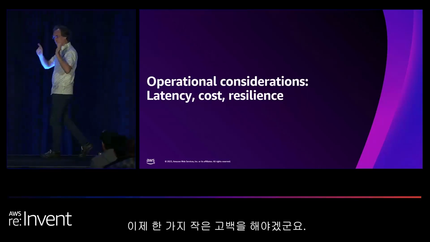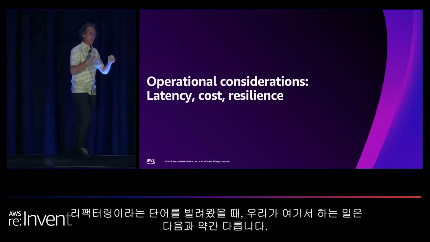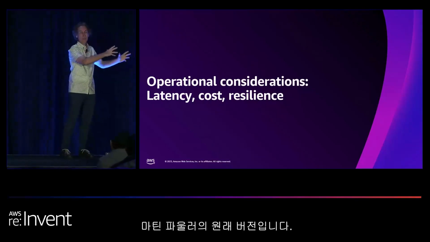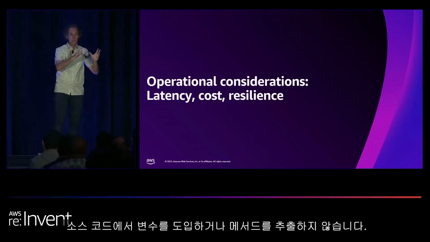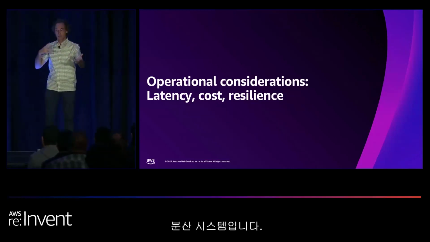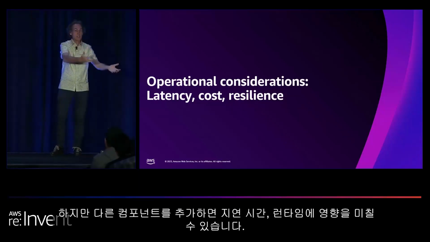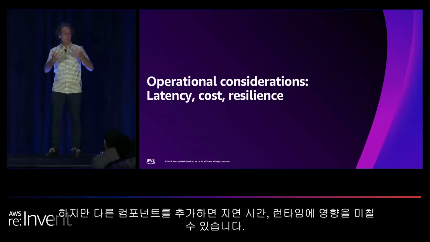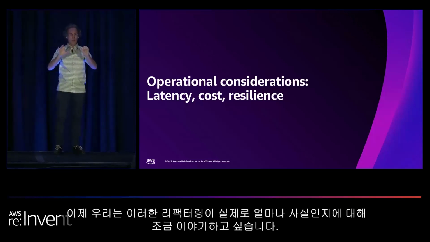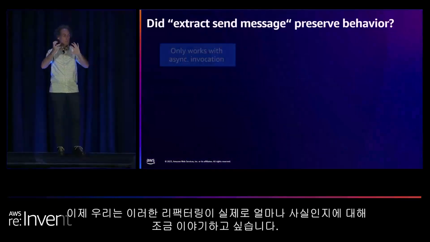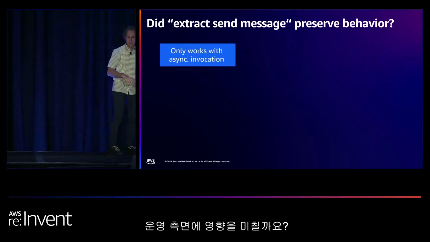Now, we need to confess one little thing. When we borrowed the word refactoring, what we're doing here is slightly different from the original Martin Fowler version. We're not introducing a variable or extracting a method in your source code. These are distributed systems. So if you take a Lambda function out, you get some nice properties, but if you add another component, that might have an impact on latency, runtime, perhaps even cost. So we want to talk a little bit about how true these refactorings really are, and whether they have an impact on the operational aspects.